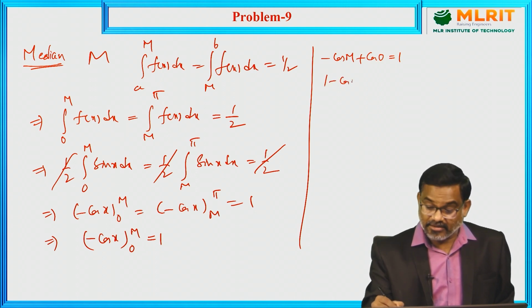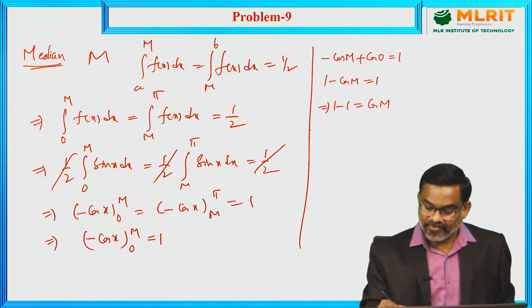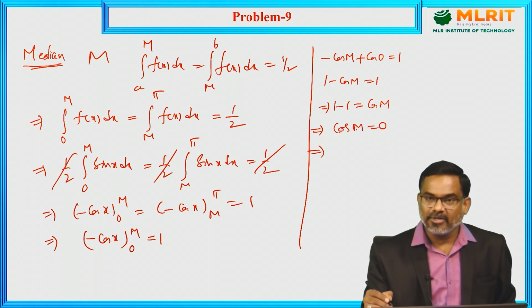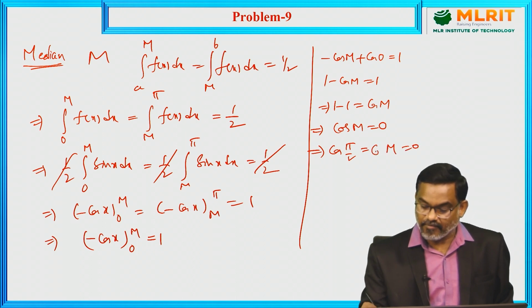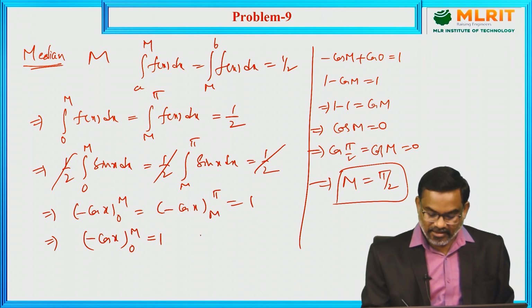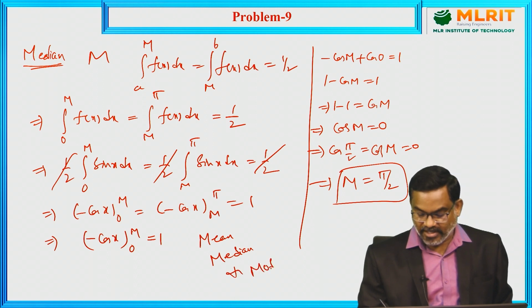So, 1 minus cos m equal to 1. That implies 1 minus 1 is cos m. So, cos m equal to 0. The cosine function value becomes 0 when m is pi by 2. Cos 90 is 0. So, cos m will be 0. That implies m equal to pi by 2. So, the median of the distribution is also pi by 2. Hence, the mean, median and mode coincide for the given distribution, and we got the answer as pi by 2 for the given distribution.